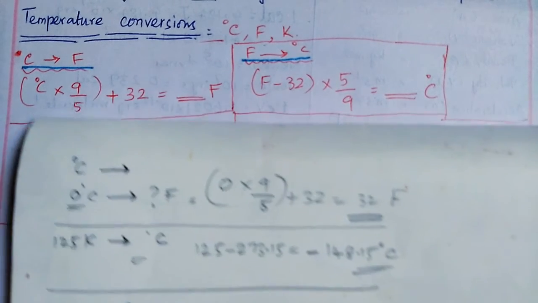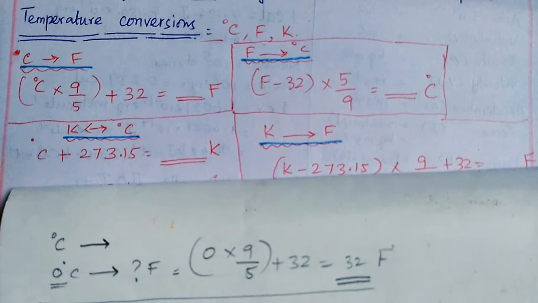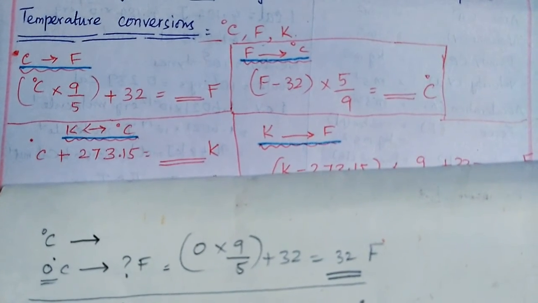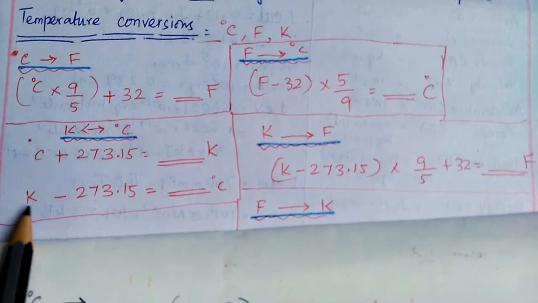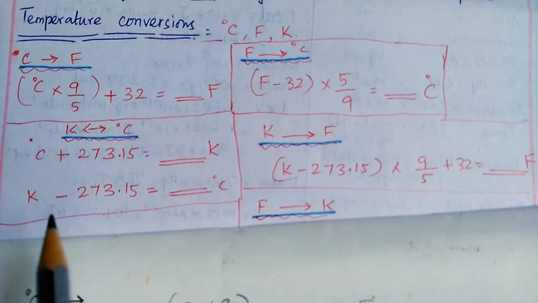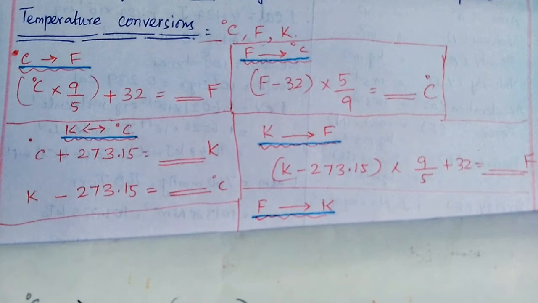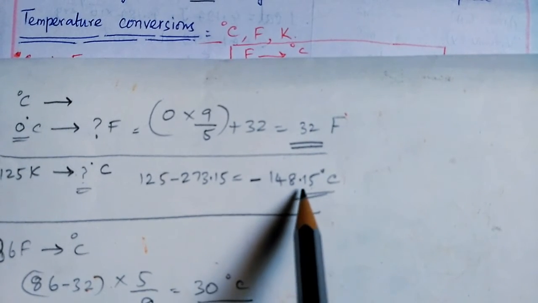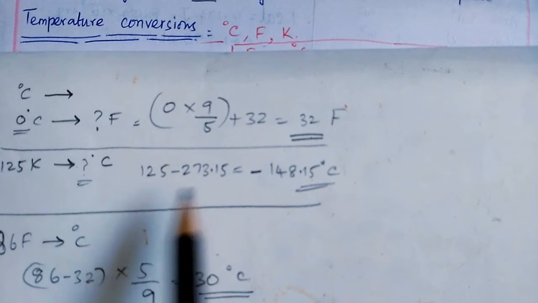Now in the next problem, if we are having 125 Kelvin into degree Celsius, how many degrees Celsius is that? So Kelvin into degree Celsius. We have to substitute the Kelvin value here. So that is 125 minus 273.15. So 125 minus 273.15 gives us minus 148.15 degrees Celsius.